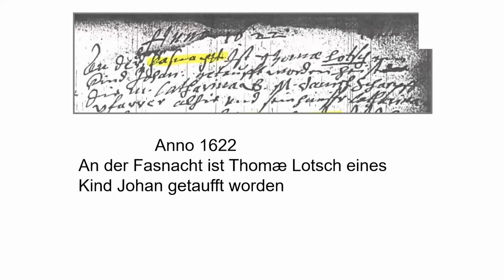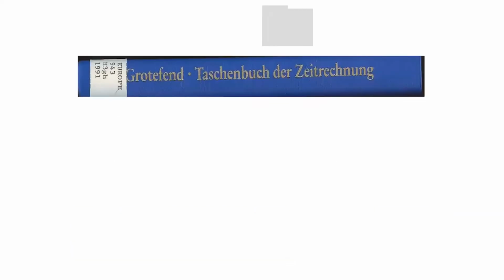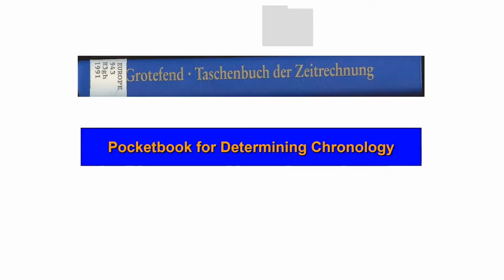This is a christening record from 1622. Translated, it says, year 1622, on Fastnacht, a child of Tome or Thomas Loch was christened and called Johann. What is the date of Fastnacht? This book, Taschenbuch der Zeitrechnung, or pocketbook for determining chronology, can tell us what Fastnacht means.